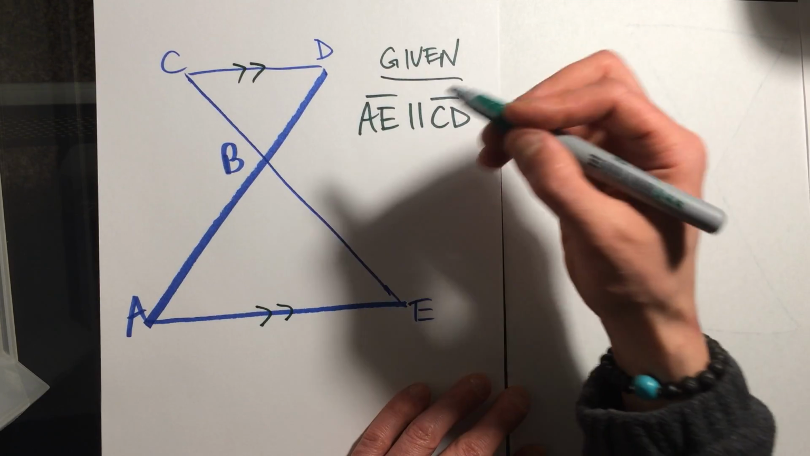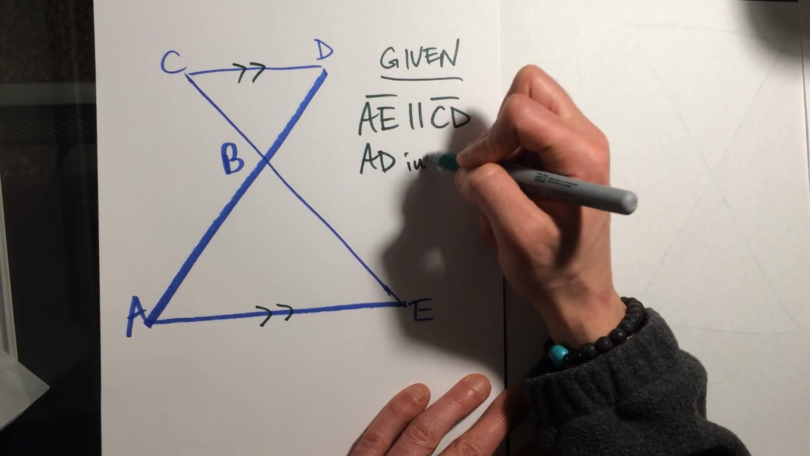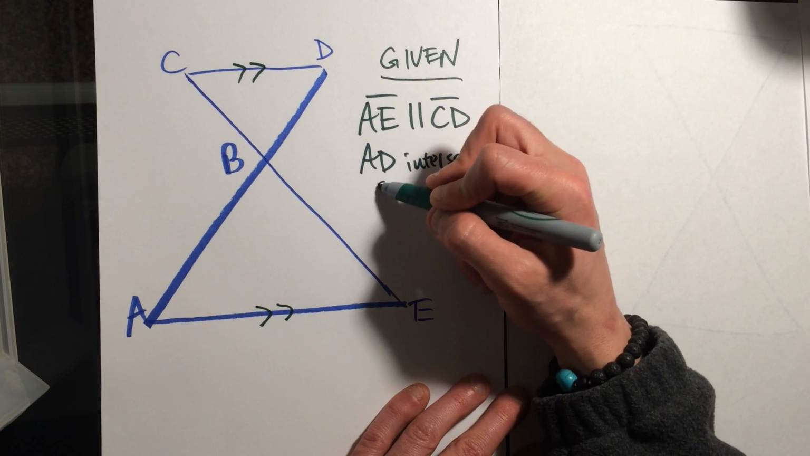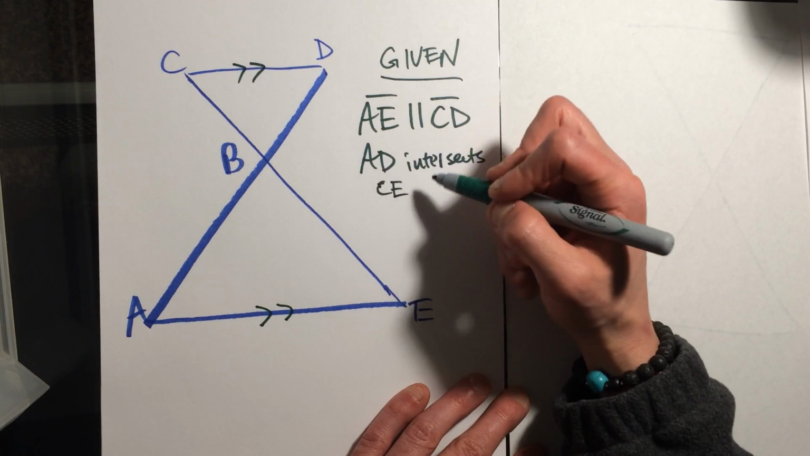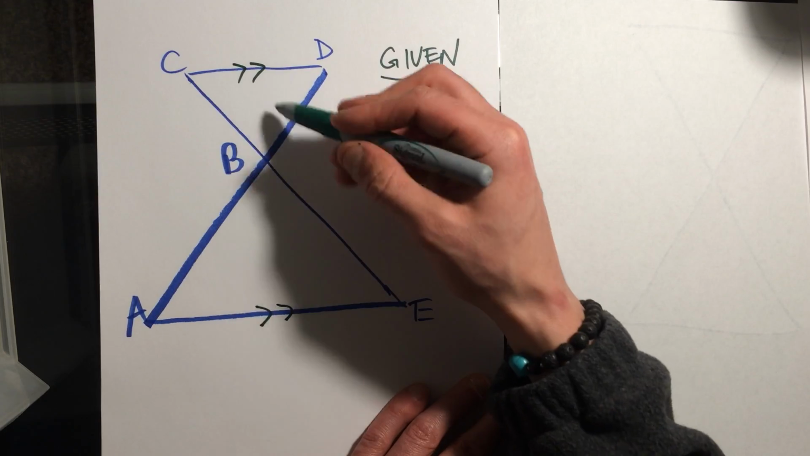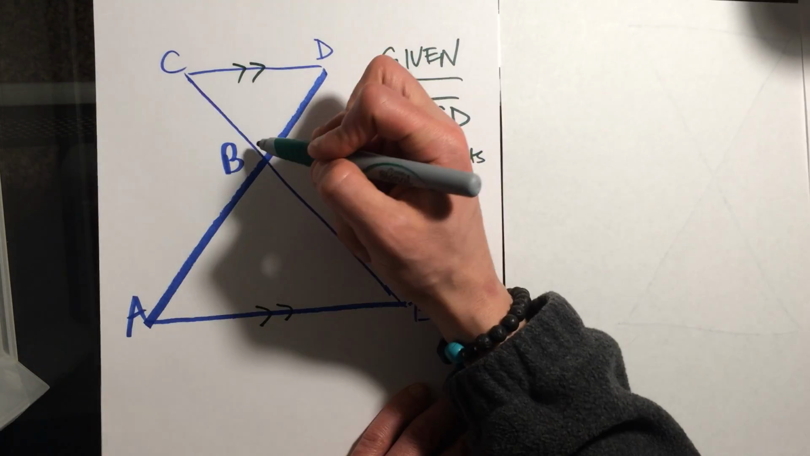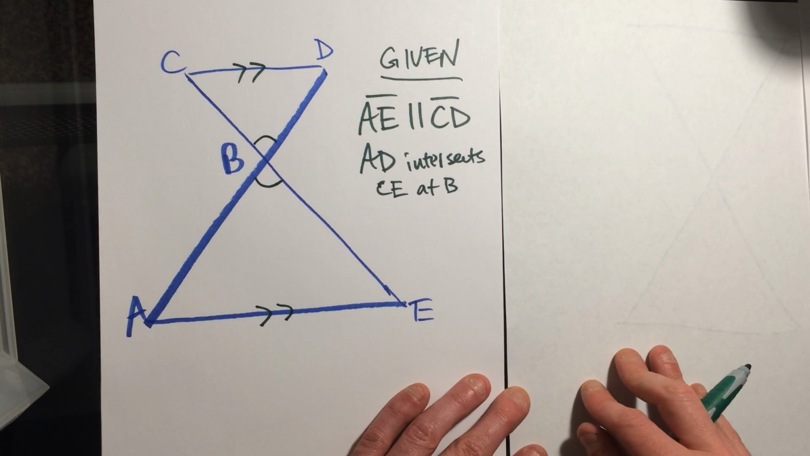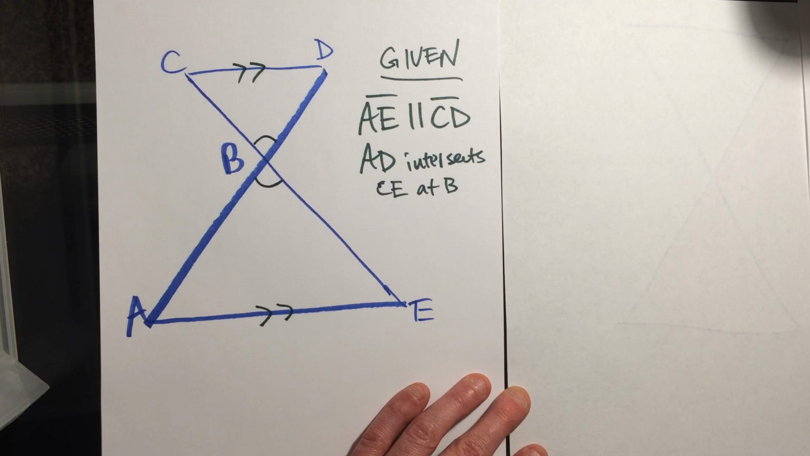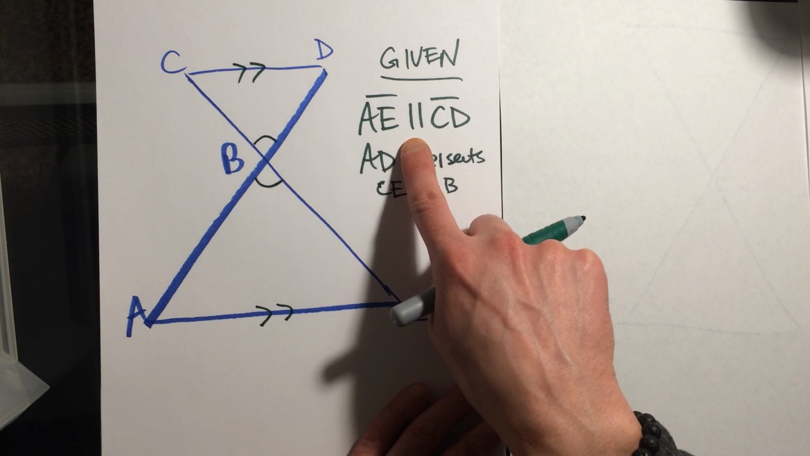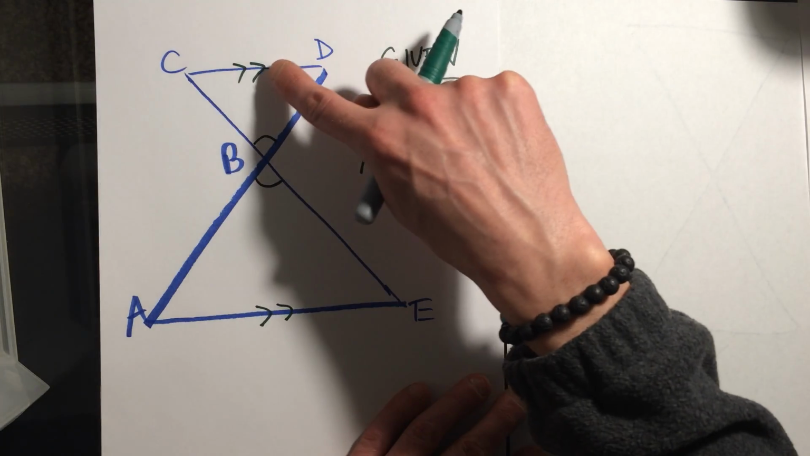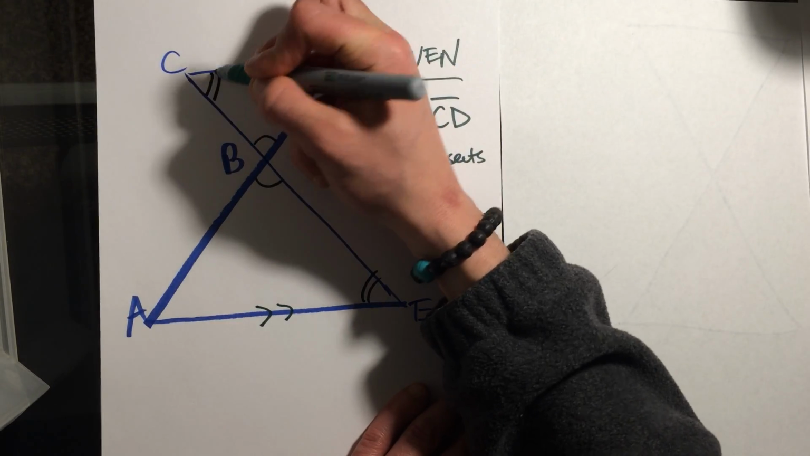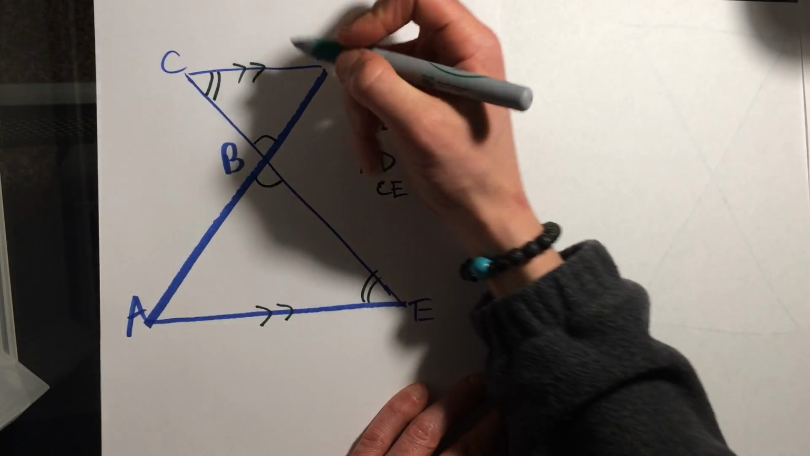Secondly, they also say that segment AD intersects segment CE at B, which means these two triangles are linked, and that means these two are vertical angles. And if they're linked, they're similar triangles, like so. We can prove that by using the parallel lines, because if these two are parallel, the alternate interior angles here must be equal. It also applies to the other set of alternate interior angles, like so.